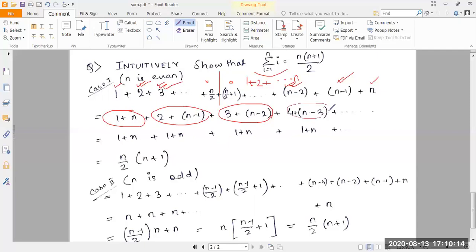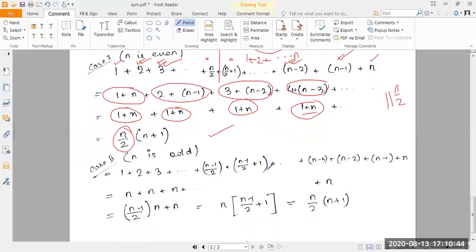Similarly, for every pair of numbers, I'll get 1 plus n, and these are n by 2 in number. So I have n by 2 such numbers. Doesn't that essentially mean that I'm adding 1 plus n, n by 2 times? Doesn't that again essentially mean that it's n plus 1 times n by 2? So there are n by 2 number of n plus 1s, which essentially means that it's equal to n by 2 times n plus 1. So that's one way of putting it.